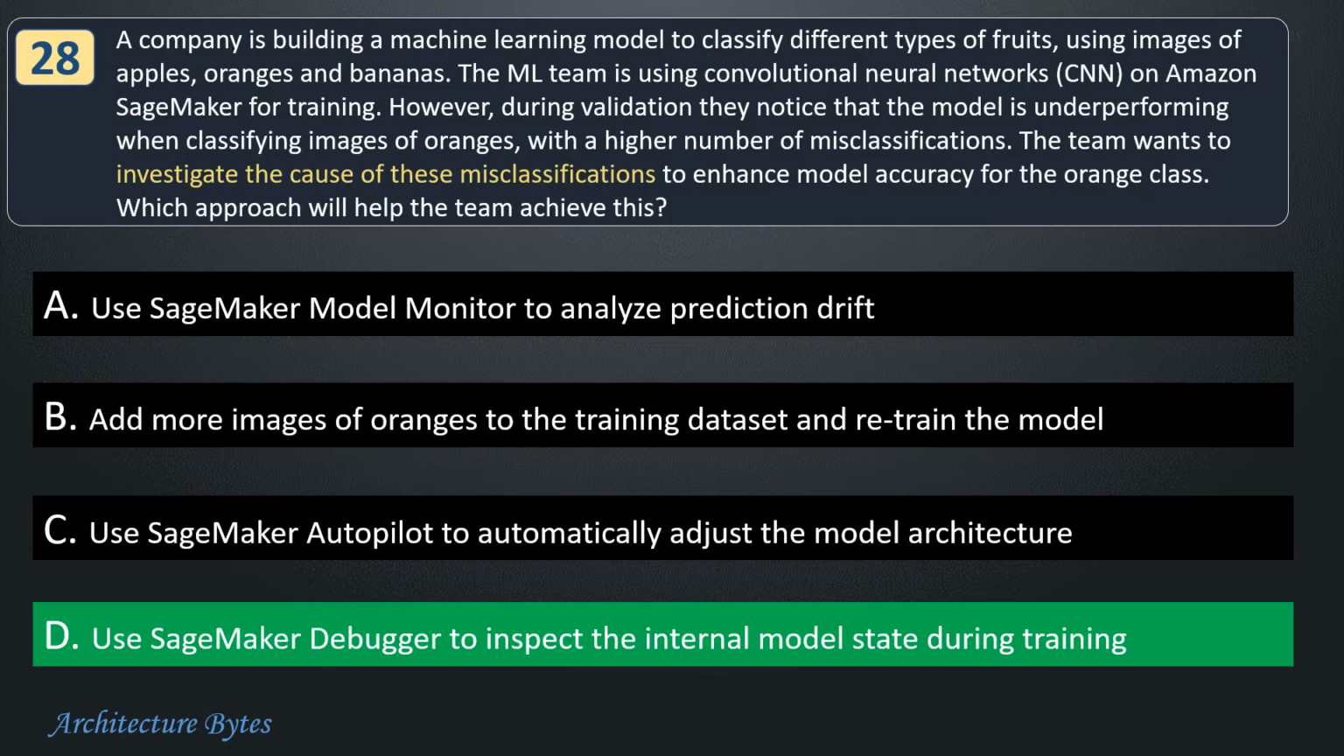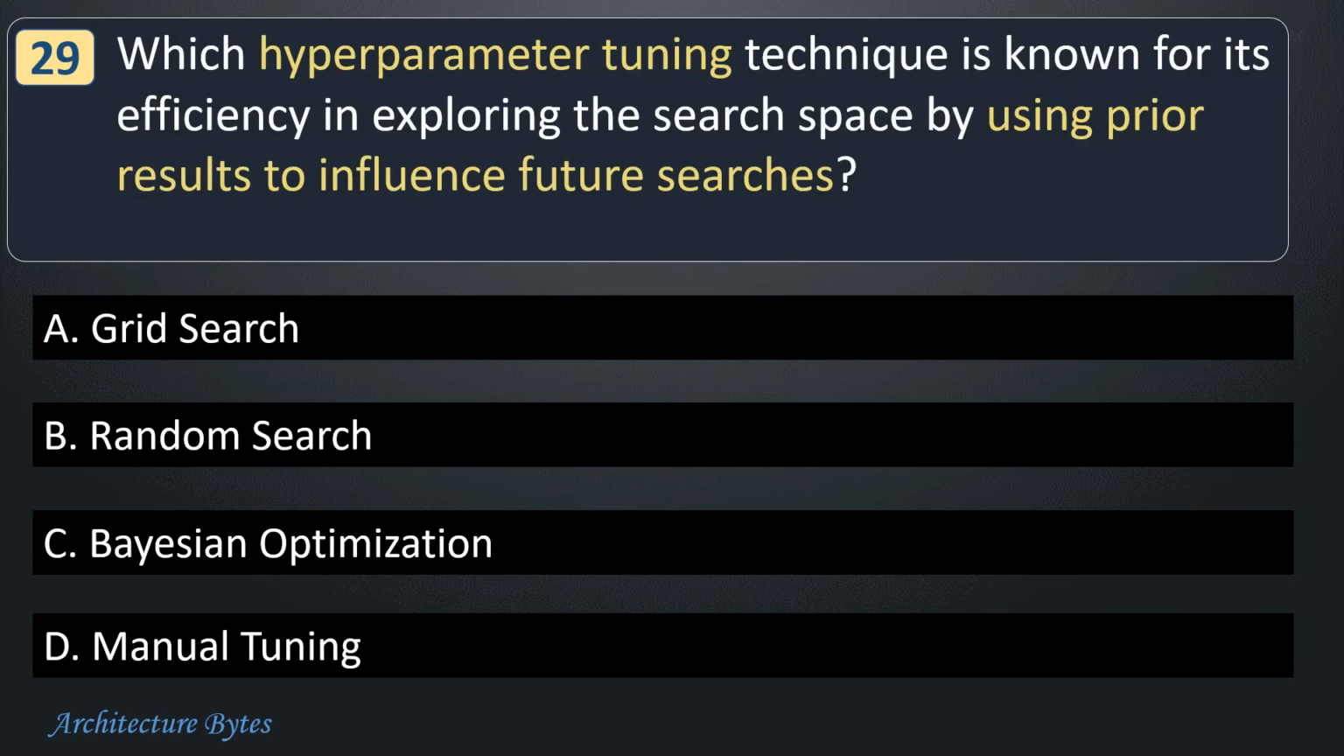Now, option A, Model Monitor, is designed for post-deployment scenarios where you monitor model predictions over time in production, not during training. Option B, adding more orange images could increase data diversity, but it doesn't diagnose the cause of misclassification. It's a general fix that may or may not help. And option C, Autopilot, automates model building but it doesn't offer insights into why specific misclassifications occur during training.